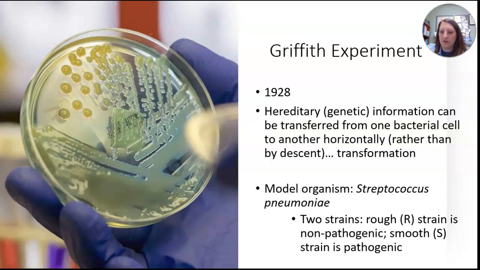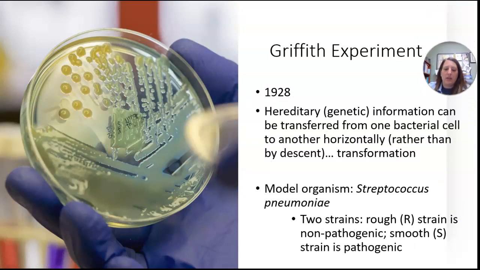Okay, so here's the first experiment. This was done by Griffith in the 1920s, so 1928. What he showed in his experiment that I'm going to show you on the next slide is that genetic information, whatever it is, this molecule of heredity, whether it's DNA or protein, it could be transferred from one bacterial cell to another horizontally, so rather than by descent. So he showed that bacteria can actually pass genetic information between each other, and bacteria could also pick up genetic information from the environment. He called this transformation, okay, and this was not seen before Griffith's experiments.